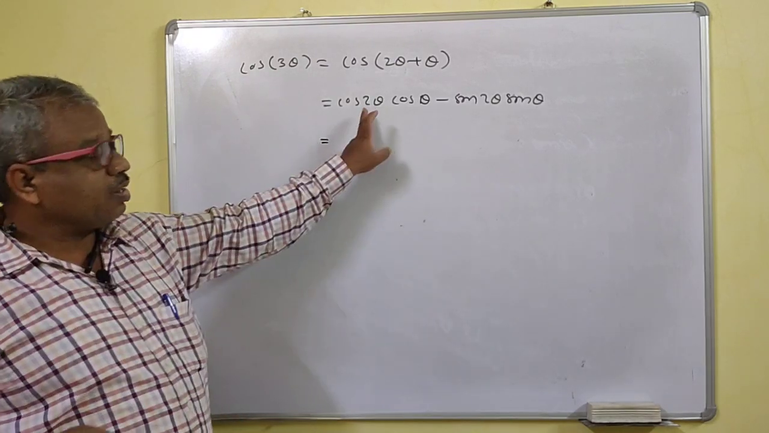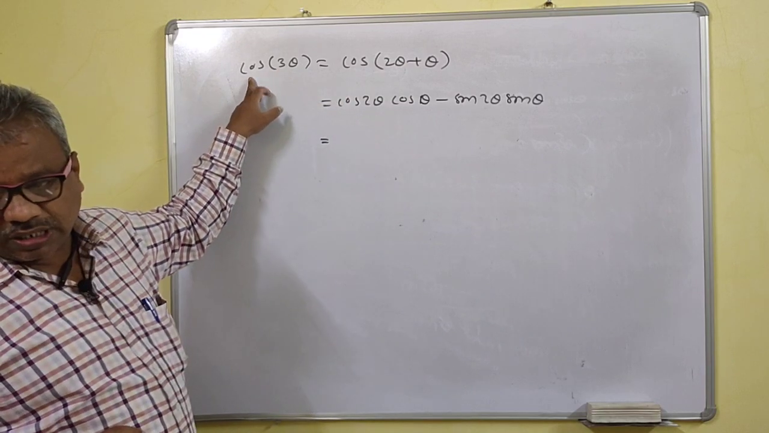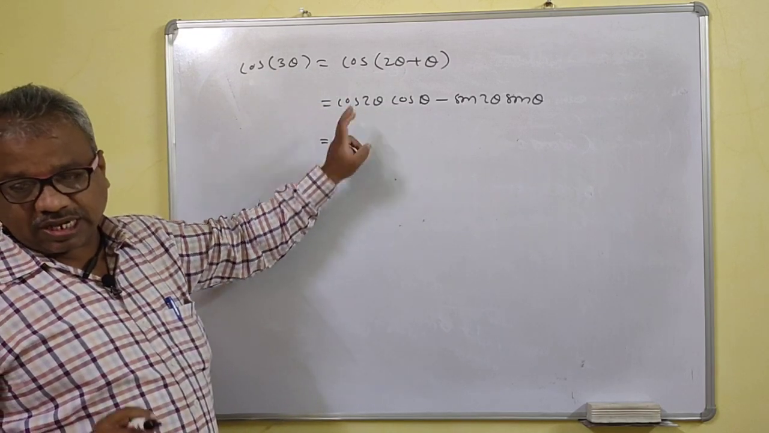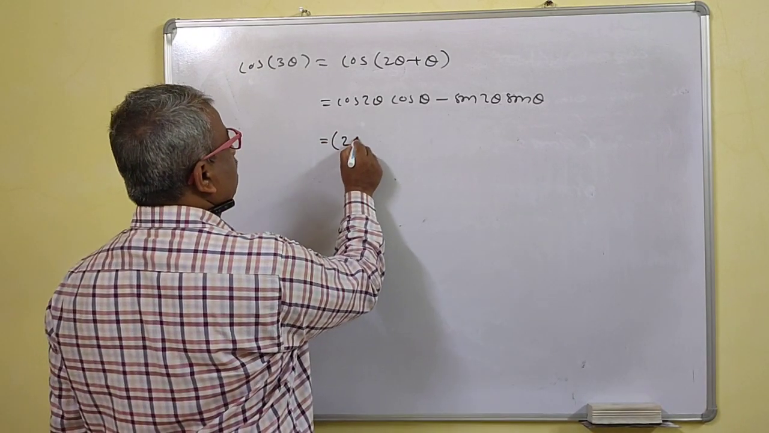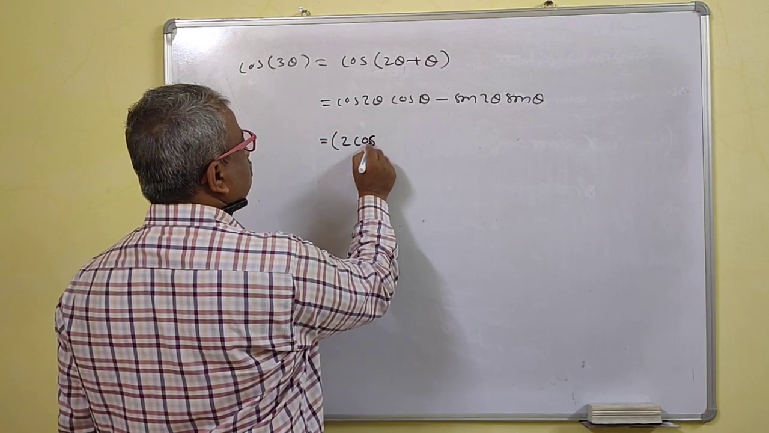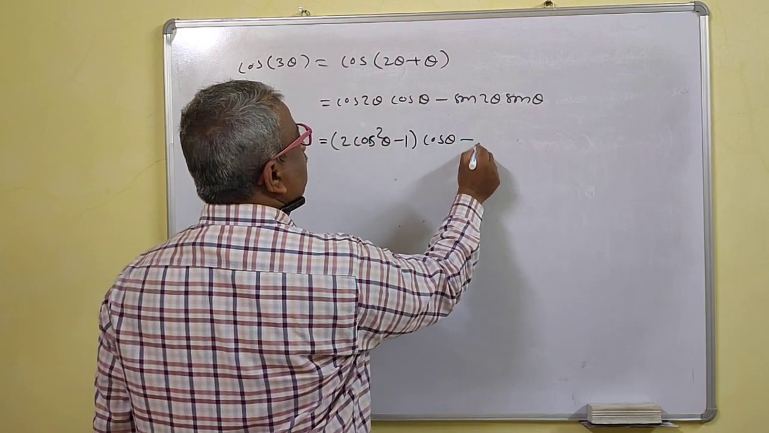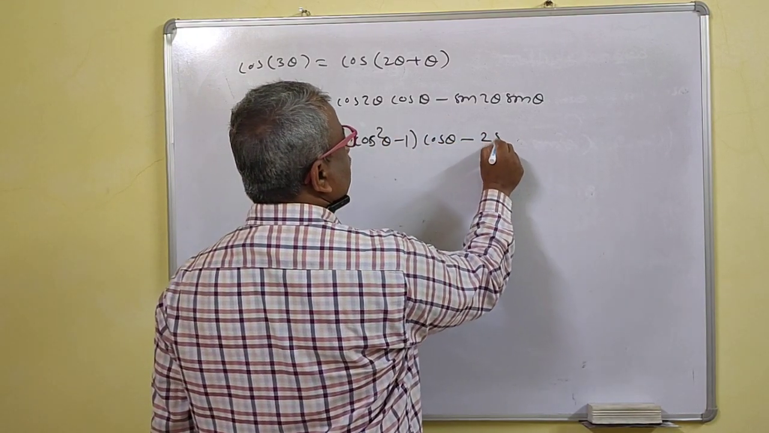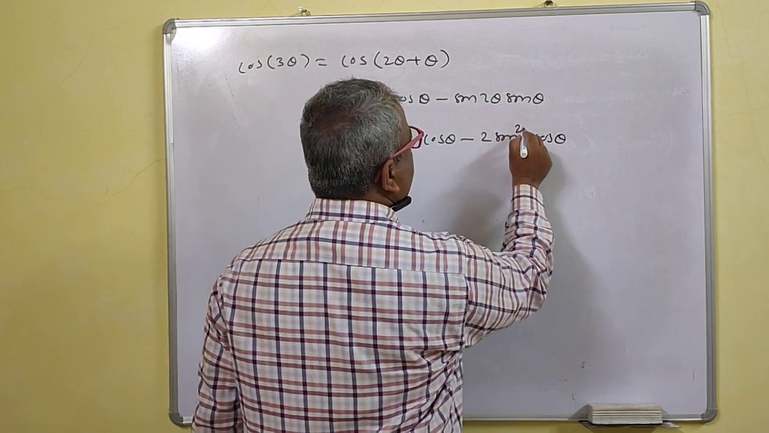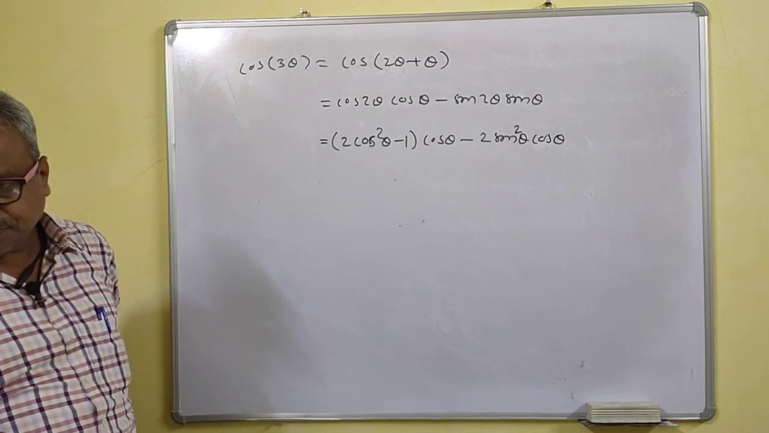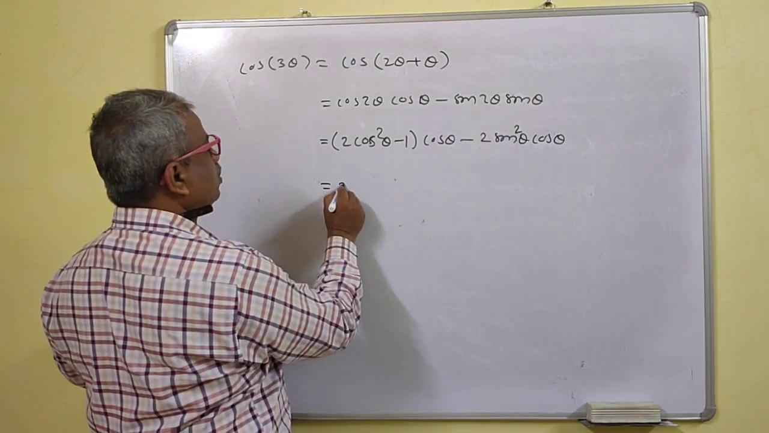Now note that for cos 2θ, where we want the formula, we'll write the formula for cos 2θ in terms of only cos. So that is 2cos²θ minus 1, into cos θ, minus 2 sin θ cos θ into sin θ, which is sin²θ now. We will convert that sin²θ in terms of cos²θ.